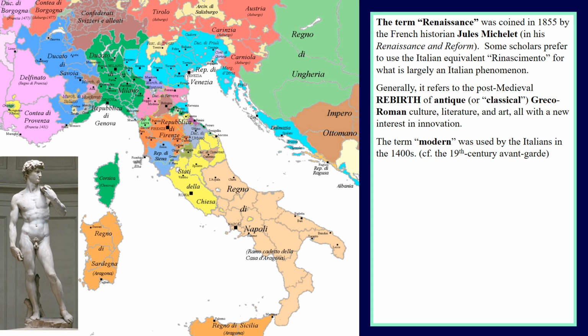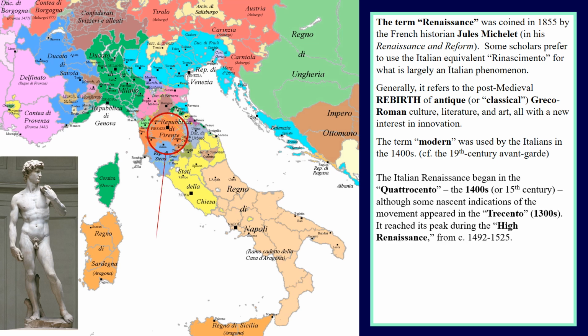Incidentally, you might consider the 19th century avant-garde and its commitment to modernity, even though the end product was quite different. The Italian Renaissance began in the Quattrocento, the 1400s or 15th century, although some nascent indications of the movement appeared in the Trecento, 1300s. It reached its peak during the High Renaissance from about 1492 to 1525.